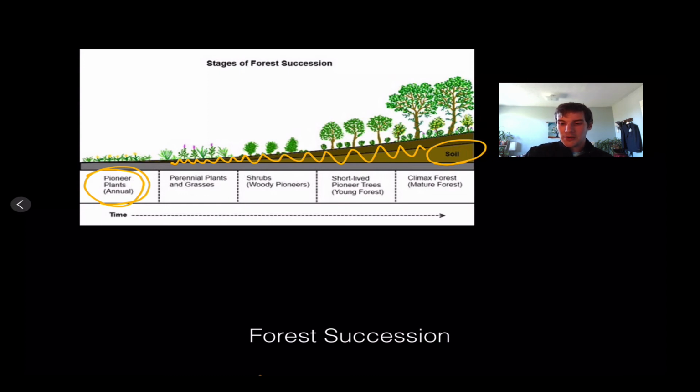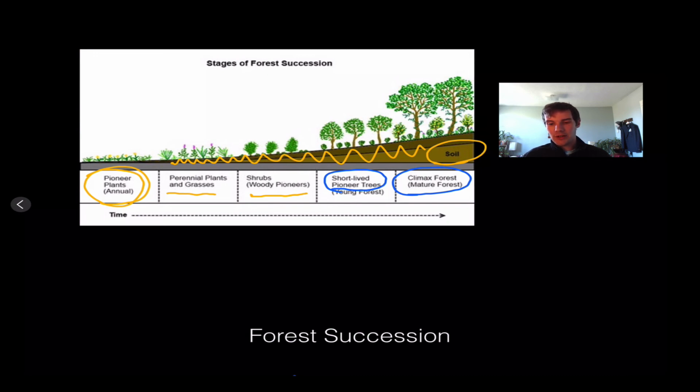So after the pioneer plants, larger species and larger grasses will be able to grow because the soil is a little bit thicker. And then we have shrubs, which will be able to last a little bit longer. And then we have short-lived pioneer trees, so shorter trees. And then the climax forest is going to be a large forest. So climax forest, there's a lot of them in Oregon, and we're trying to preserve those forests.